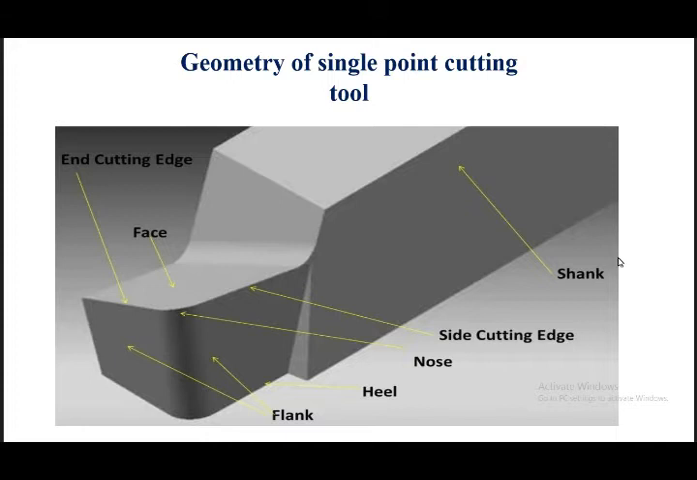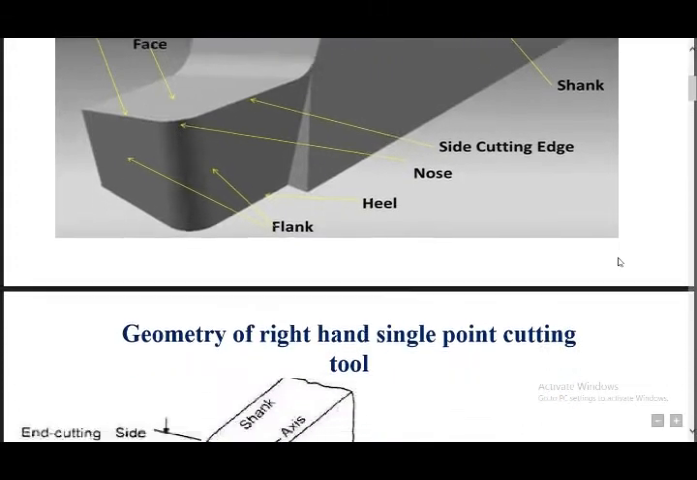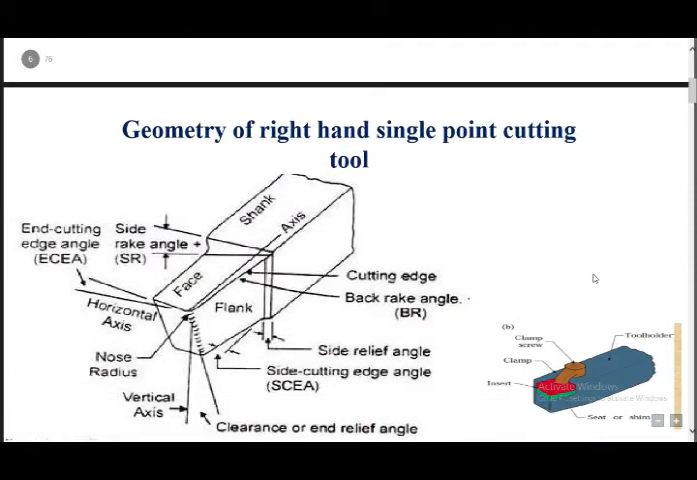So some factors are there in cutting: selection of the cutting tool, workpiece material, machining variables, material of the tool point and type of cutting. Geometry of the single point cutting tool.